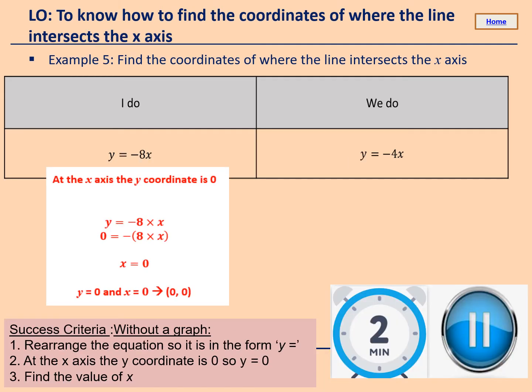Okay, another example. y equals minus 8x. At the x-axis, the y-coordinate is 0. So 0 equals minus 8 times x. Minus 8 times 0 is always 0. So y equals 0 and x equals 0. So the coordinate x, comma y, is 0, comma 0. Pause the video while you have a go at y equals minus 4x.